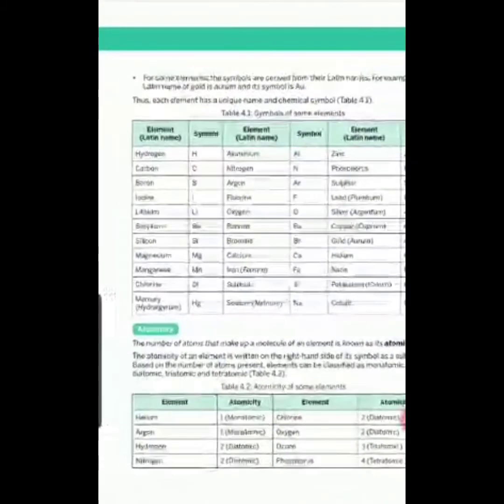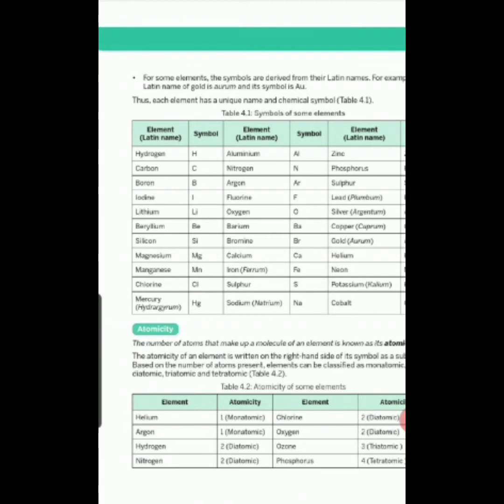You see hydrogen, carbon, boron, iodine, and on the other hand you can see fluorine, oxygen. They all have only one alphabet. Hydrogen is represented by the symbol H, carbon with the symbol C, boron with the symbol B, iodine with I, fluorine with F, oxygen with O, sulfur with S.